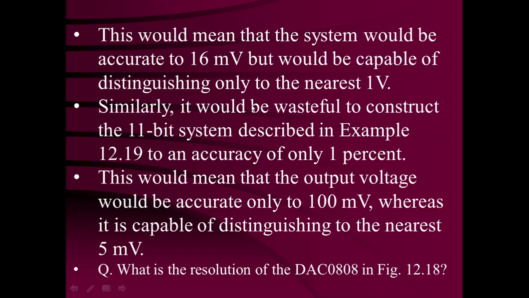Similarly, it would be wasteful to construct the 11-bit system described in example 12.19 to an accuracy of only 1%. This would mean that the output voltage would be accurate only to 100 millivolt, whereas it is capable of distinguishing to the nearest 5 millivolt. So, these resolutions and accuracy should be compatible with each other.